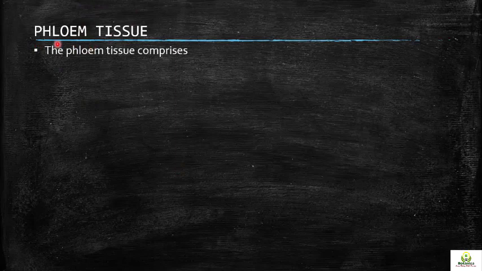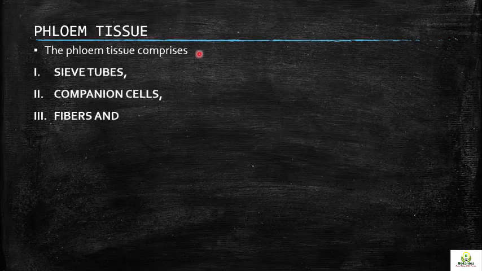After very elegant experiments, the anatomists confirmed that phloem tissue comprises sieve tubes, companion cells, fibers and parenchyma. These are the four types of cells. Majorly, there are the sieve tubes, which are responsible for the transport.